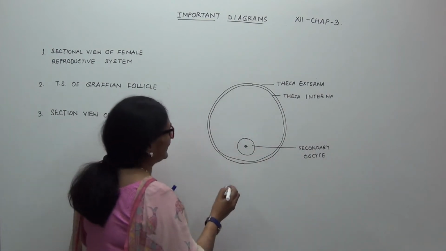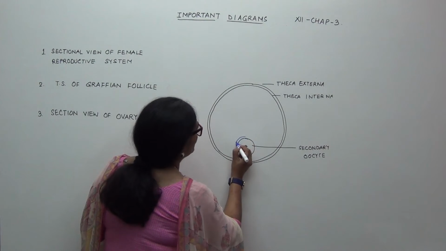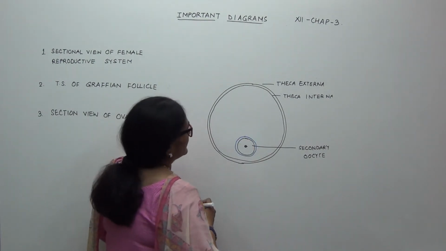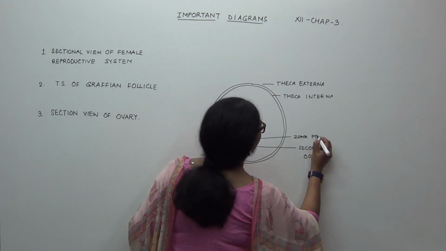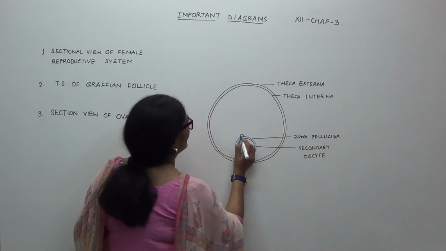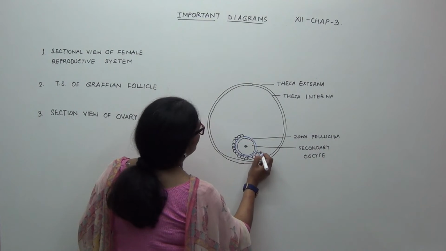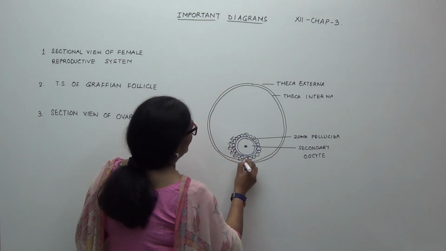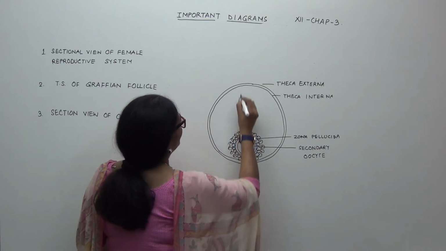You know that it is actually covered by a membrane called zona pellucida. So this is my zona pellucida, I'm making it over here. Then we know that it is surrounded by a number of follicular cells, or the granulosa cells, which are huge in number. So I'm just quickly drawing it like this. These are my follicular cells or the granulosa cells.